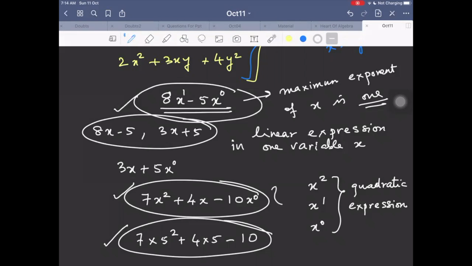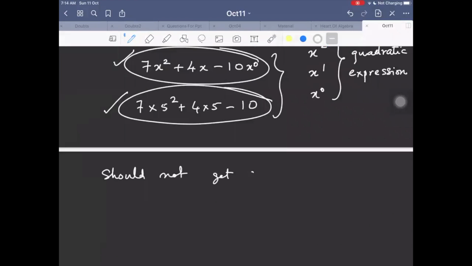And here in this case, the highest power that is happening is x to the power of 2. Okay? Now that you've mentioned exponents, you should not get confused with expressions like 3 to the power of x or 2 to the power of x.